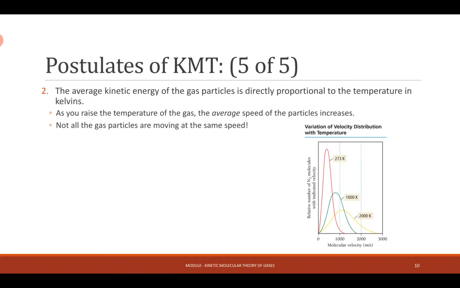The fifth and final postulate of the kinetic molecular theory of gases is that the average kinetic energy of a gas is directly proportional to the temperature in Kelvin. And so here is a graph showing the molecular velocity and how many particles are at that velocity. So it's kind of like a histogram here. And then you can see that there's different temperatures. And so as we increase the temperature, on average, the particles are moving faster. And since kinetic energy is 1/2 times the mass times the velocity squared, then having more particles at a higher velocity means that you are higher energy.